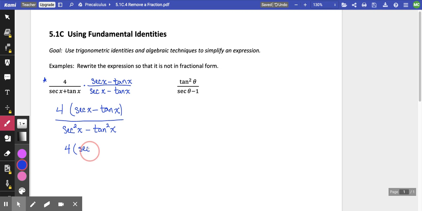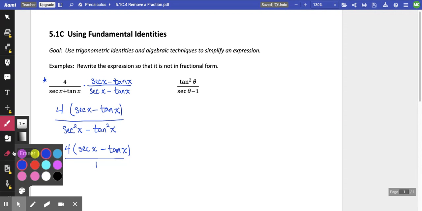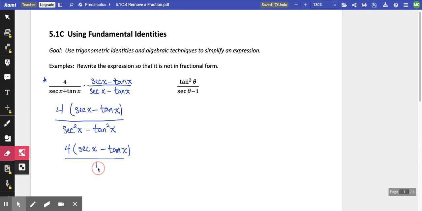Now secant squared minus tangent squared actually gives me just a 1. So that means the denominator of this thing would turn out to be just 1. Now I know when the denominator of anything is just a 1, I actually don't have to write that 1, so I can just erase that.